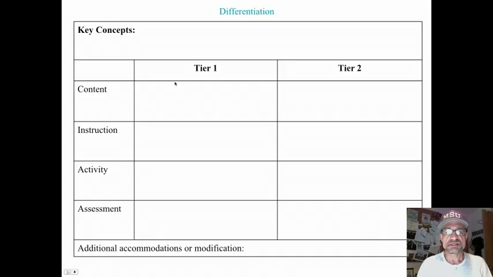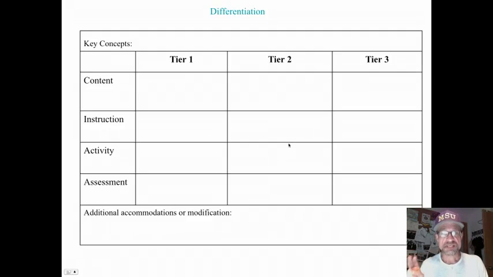Key concepts. Tier 1, Tier 2, if you want to differentiate the content. Tier 1, Tier 2, if you want to differentiate the instruction. Tier 1, Tier 2, if you want to differentiate the activity. And this is where tiered instruction normally falls. Tier 1, Tier 2, if you want to differentiate the assessment. Now, as I said, when we normally think of tiered instruction, all of this is the same. The only place we differentiate is here and here. I recommend starting out on 2 levels. If you really want to get crazy, you can bring it up to 3 levels.